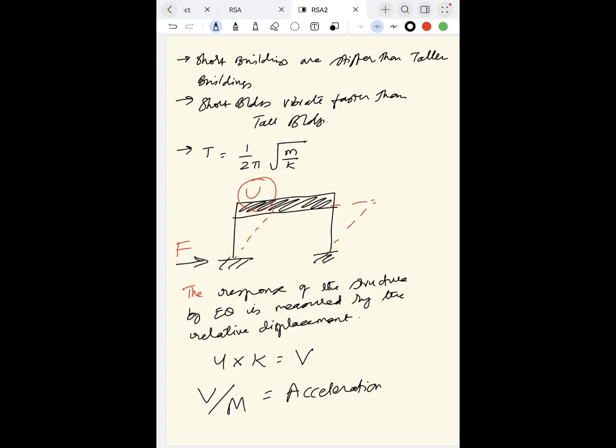In summary, we get acceleration as u into k divided by m, or equivalently u into (2 pi by T) whole square. This equation is used to get the response of an earthquake in place of the relative displacement.